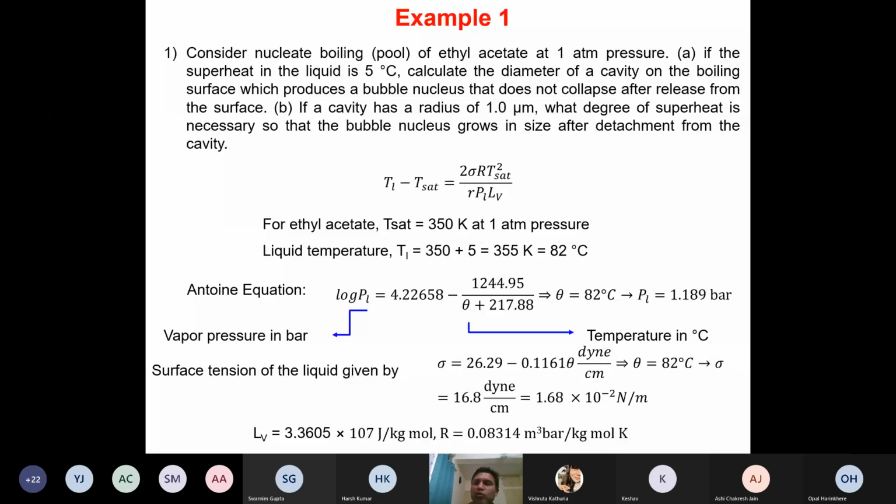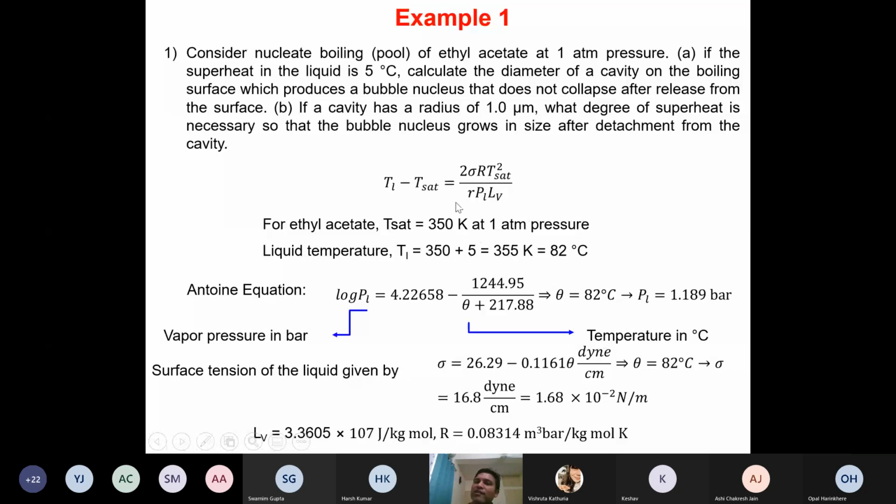So the equation which we will be using here is T_L minus T_sat equals 2 sigma R T_sat squared divided by r rho_v h_fg, with P_L in it. Here the degree of superheat is given, that is 5, so T_L minus T_sat equals 5 degrees Celsius, isn't it? All other properties we can calculate for the ethyl acetate. And ultimately what we are interested in finding is the size of the bubble, so r we are interested in finding. What is the value of r? This r is going to give me the size of the bubble which is going to remain stable in the liquid. That is what we are trying to find out here.